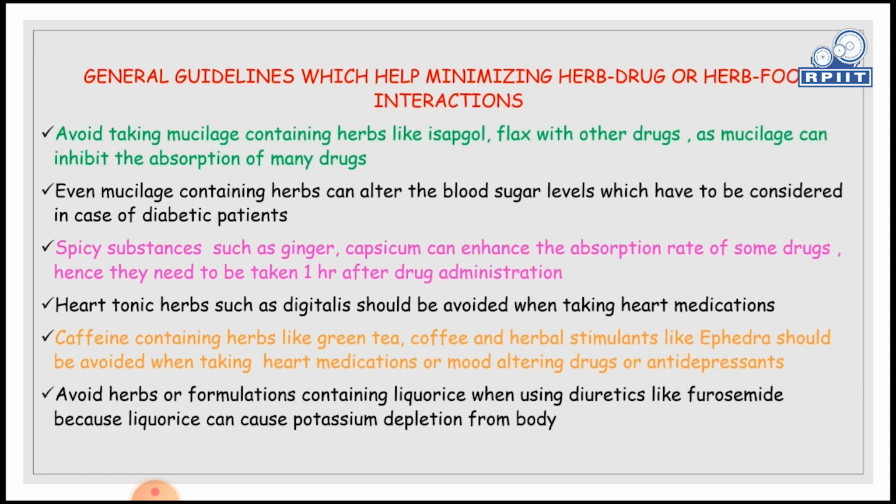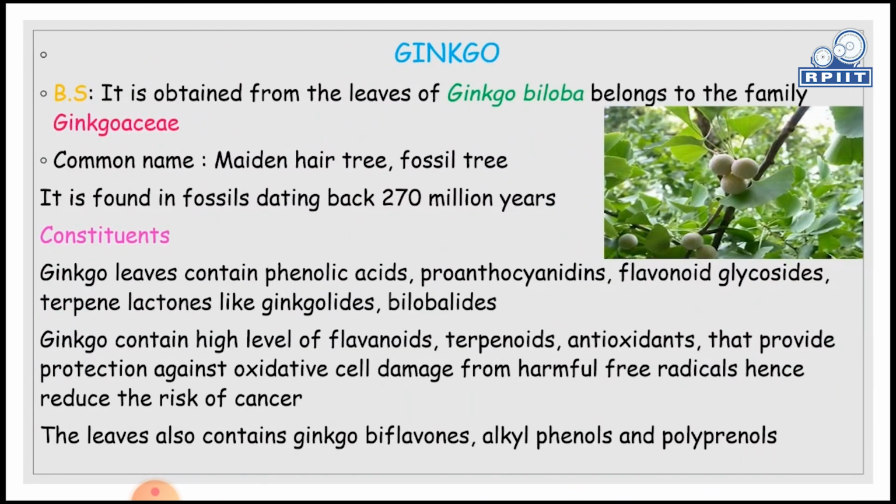Then caffeine, a very famous content present in green tea and coffee, stimulates the effect of ephedra. Ephedra is a drug which is taken during cough and it increases the heart effect, and it should not be taken with antidepressant drugs and with drugs which alter the mood. So these were some of the guidelines which help in minimizing the interactions. By these guidelines, we can reduce some of the interactions produced by the drugs.